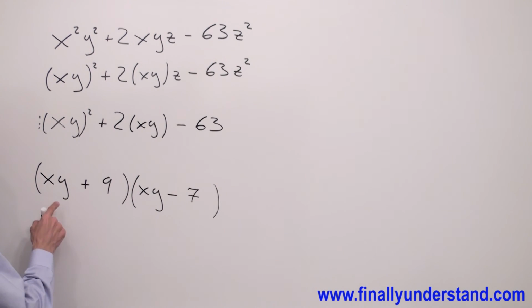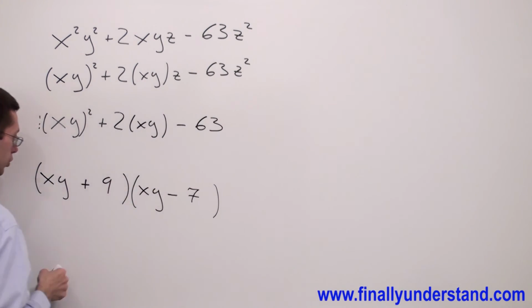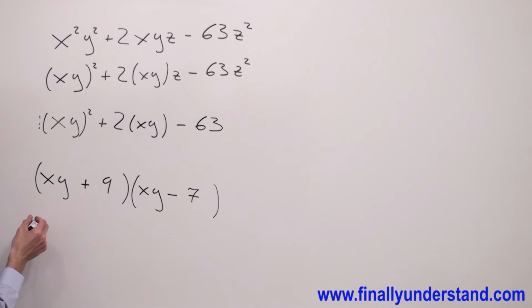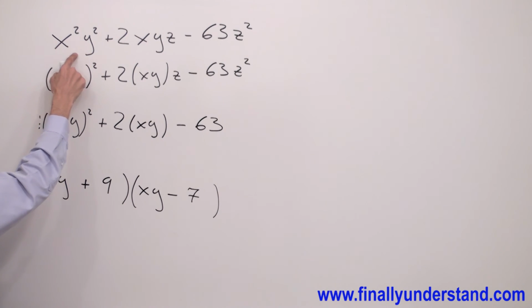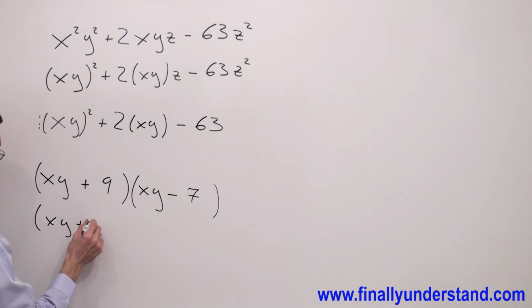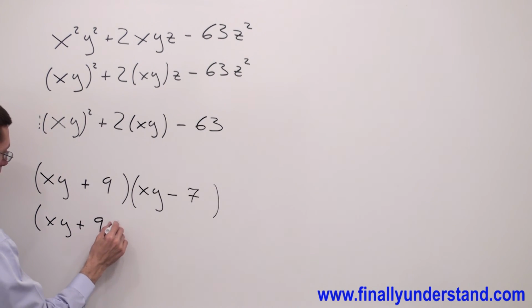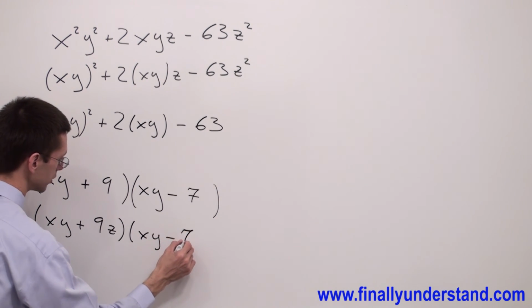Someone can say that this is the end of the problem. Not yet, because at the beginning we forgot about z. We have to bring this z back into our problem, because z doesn't exist in the first term of my trinomial. That's why I'm not going to put z into the first terms of my binomials. So I'm going to write xy plus 9z times xy minus 7z.